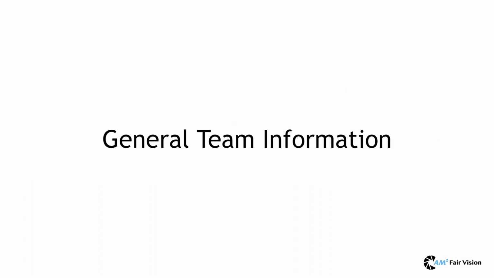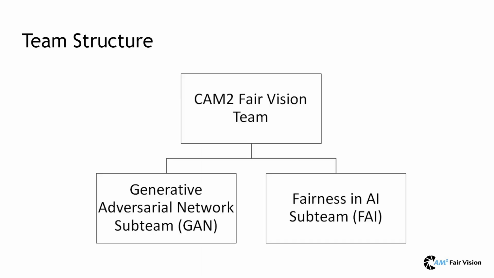First, let me explain some general information about the team. Within the CAM2 Fair Vision team, there exist two distinct subteams: the Generative Adversarial Network subteam, otherwise known as the GAN subteam, and the Fairness and AI subteam, otherwise known as the FAI subteam. Each of these teams is working on a separate project and therefore has separate problem statements.